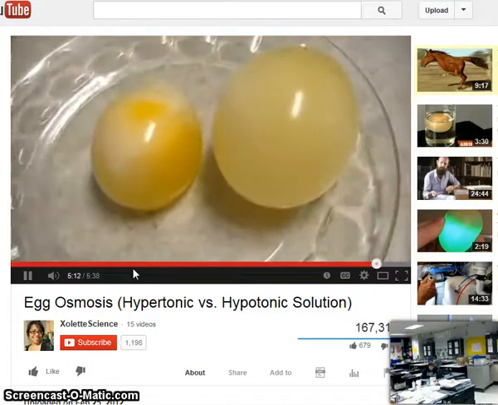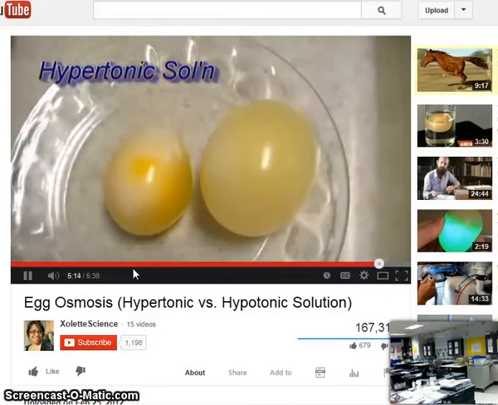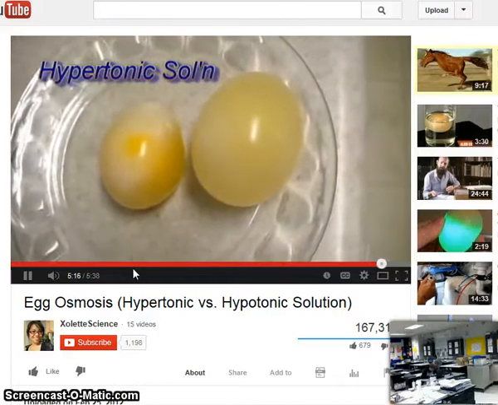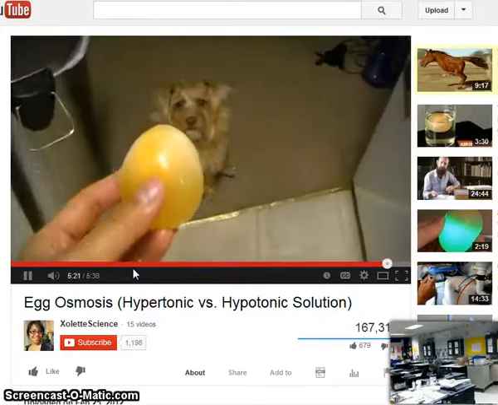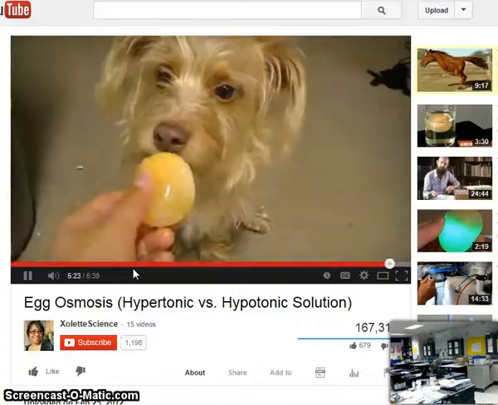On the other hand, when a cell is in a hypertonic solution, like corn syrup, or more realistically salt water, water will leave the cell. Now that you're done with this experiment, time to play with those shell-less eggs.